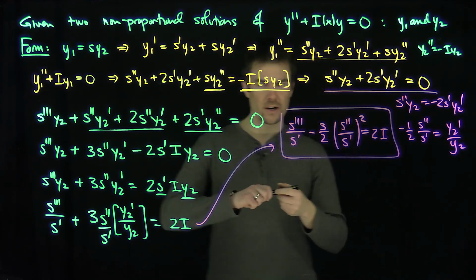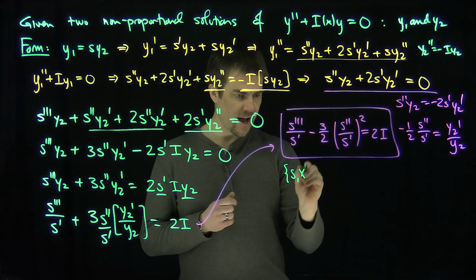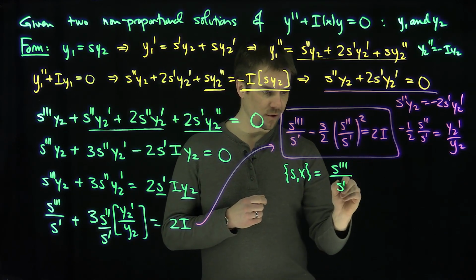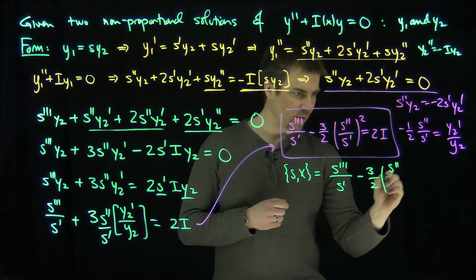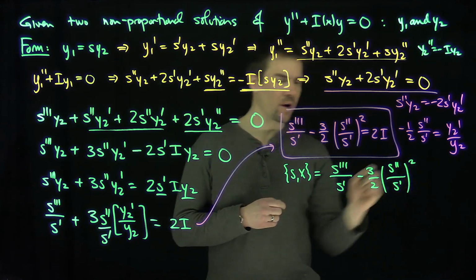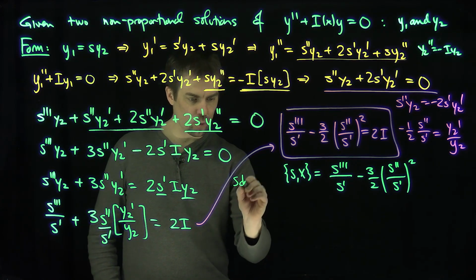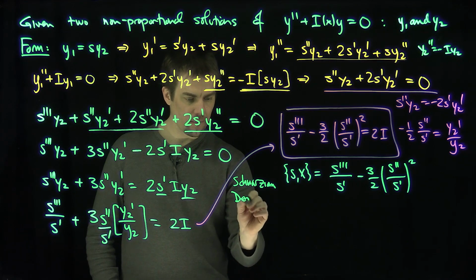So this expression over here, let's build some notation. I'm going to define squiggly bracket sx to be this quantity over here, this s triple prime over s prime minus 3/2 s prime prime over s prime quantity squared. And this bracketed operator, this curly bracket, is called the Schwarzian derivative. That's the Schwarzian derivative.